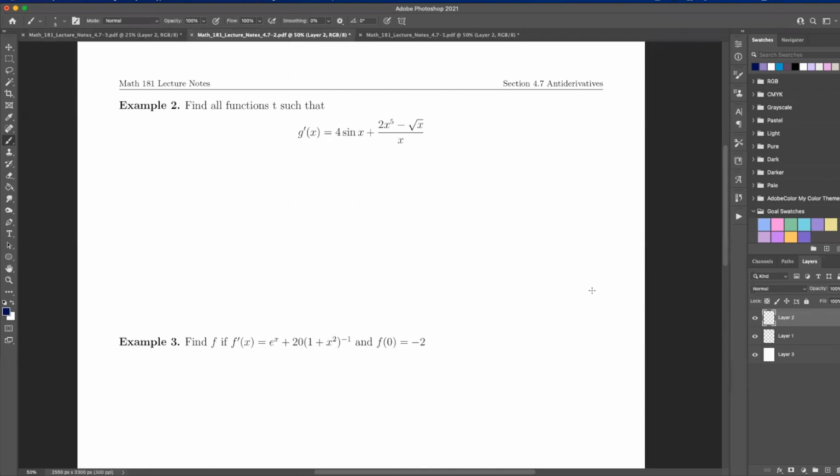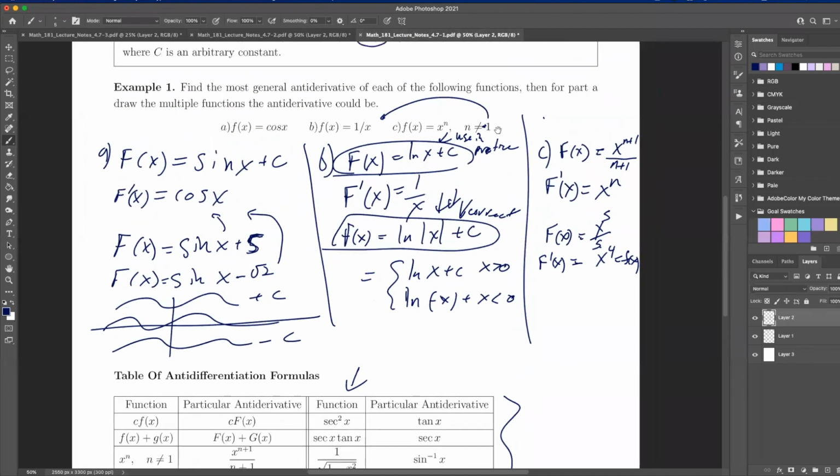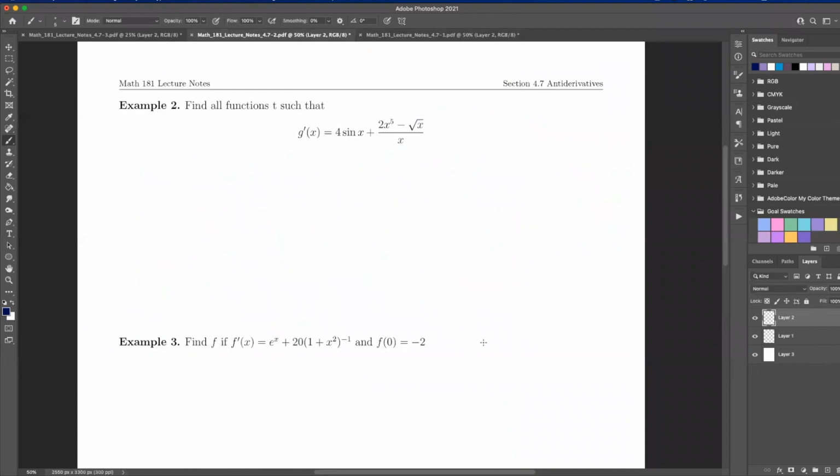All right, so let me go over some more complicated examples. We did some basic ones right here, so let's do some more complicated things. All right, so here I want to find all functions, not t, but g, such that g' is this. So basically find the antiderivative of this.